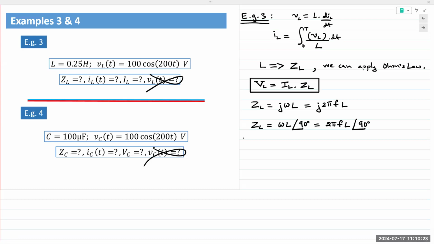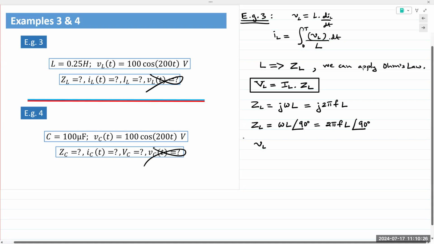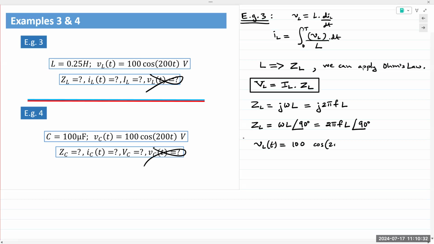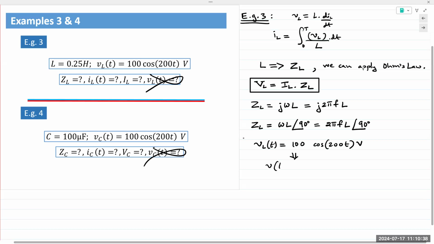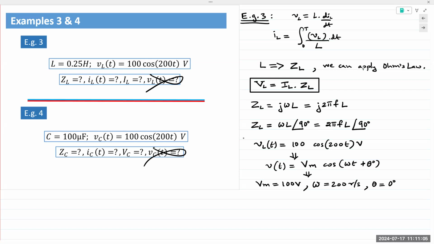So as a first step, you would take your source and compare it to the standard expression and extract all information from there. So we compare it to the standard expression, which is v of t is Vm cos of omega t plus theta. From there, I can write Vm is 100 volts. Omega is 200 radians per second. And theta is 0 degrees.